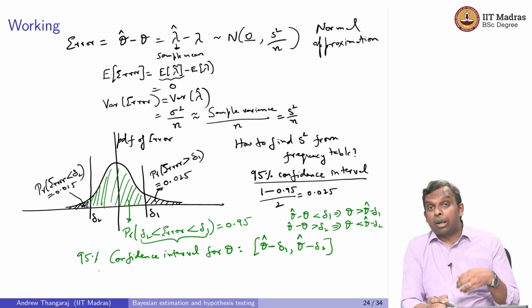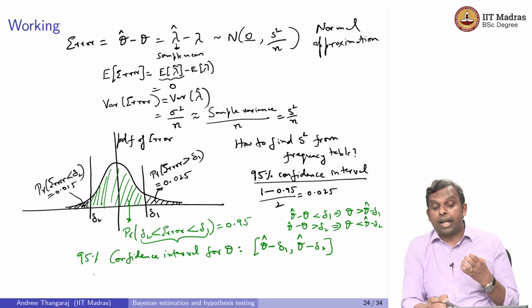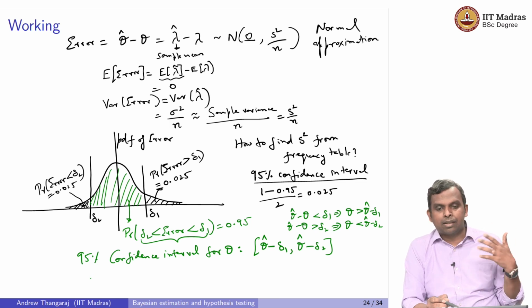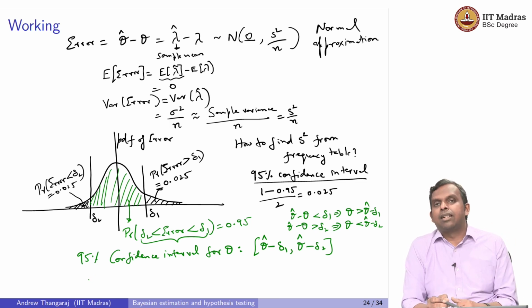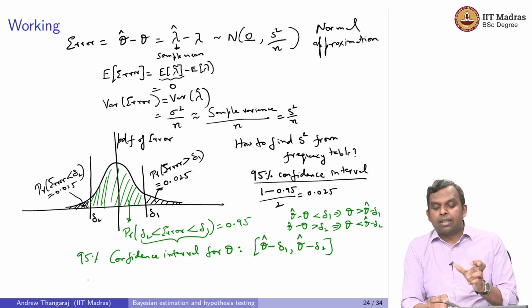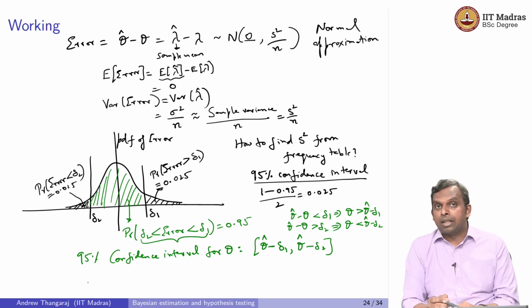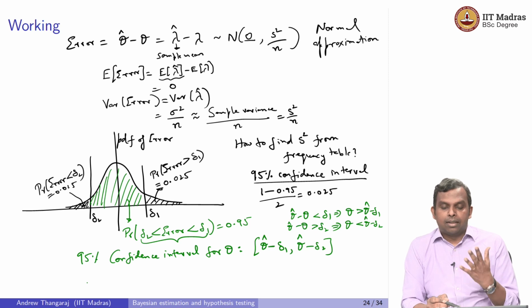So that's the idea. So if you repeat this sampling over and over again, what does this mean? If you repeat this sampling over and over again, you work with different samples and you use the same thing to find the sample mean, your error is likely to be in this interval with 95% probability. That's the idea behind this.